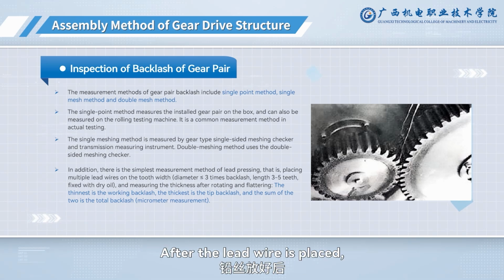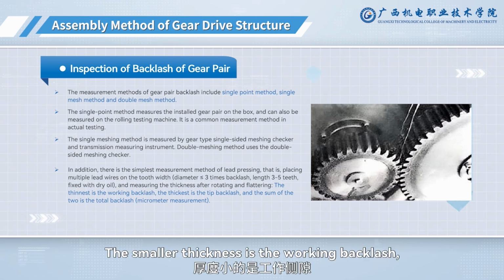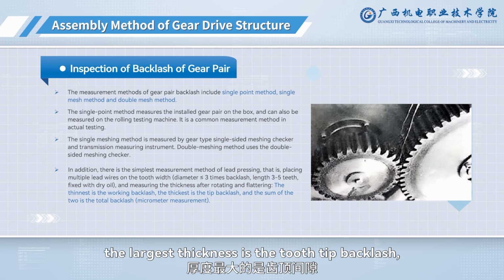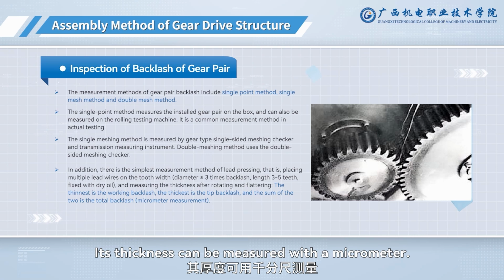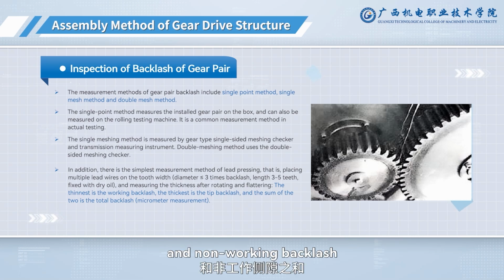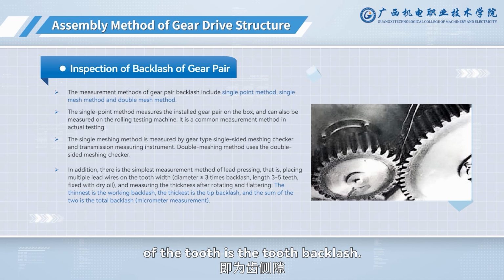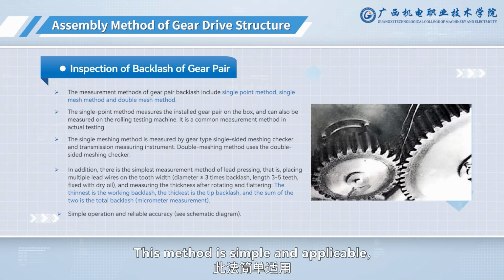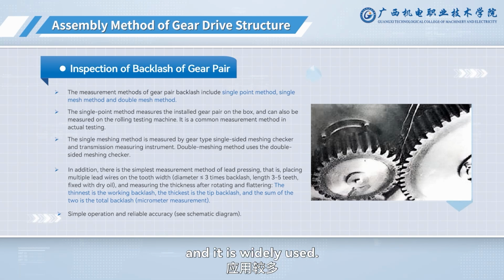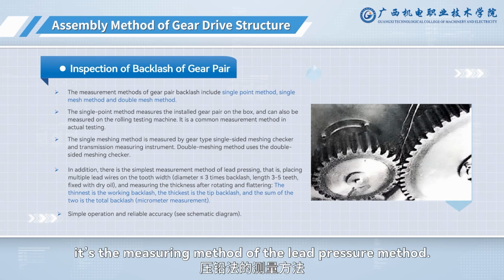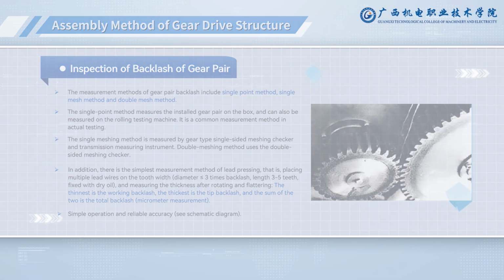dry oil. After the lead wire is placed, rotate the gear evenly, and the lead wire is squashed. The smaller thickness is the working backlash. The largest thickness is the tooth tip backlash, and the larger thickness is the non-working backlash. Its thickness can be measured with a micrometer. The sum of the working backlash and non-working backlash of the tooth is the tooth backlash. This method is simple and applicable. The measurement results are relatively accurate, and it is widely used. As shown in the figure, it's the measuring method of the lead pressure method.